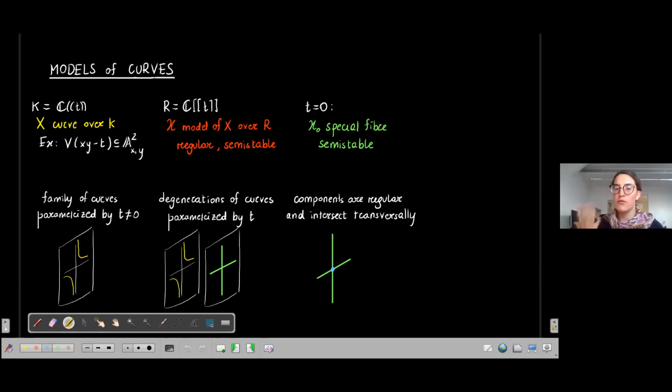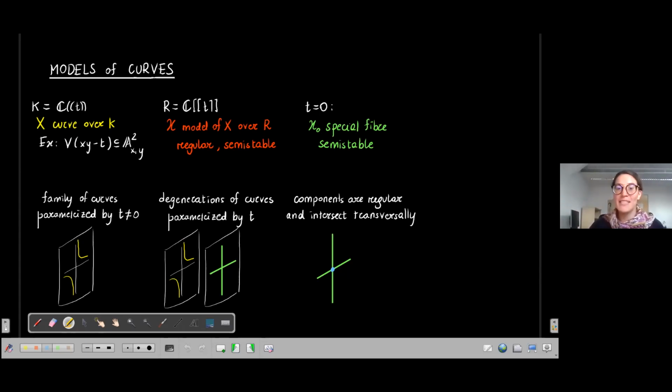But if you're more geometric, let's see this family as forming together a surface. And now, here I say that we want to impose this semi-stability. Semi-stability means that these components are smooth and they intersect transversally. So the picture that I have here is the local model of something that is semi-stable. You can really take it as the main example.